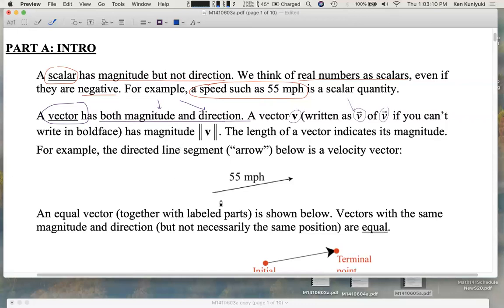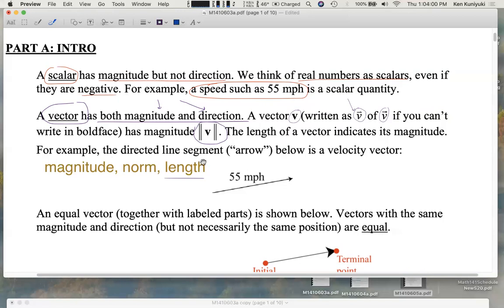Now again, a vector has magnitude and direction. The magnitude is denoted by this here, which is this boldface V, or the half arrowhead on the V, with a pair of vertical bars. Actually, it's 2 pairs of vertical bars around the V. This is sometimes called a norm or length or magnitude. So again, this is often referred to as not just magnitude, but norm or length. It's a numerical measure of the vector. It's typically associated with its length. The length of a vector indicates its magnitude.